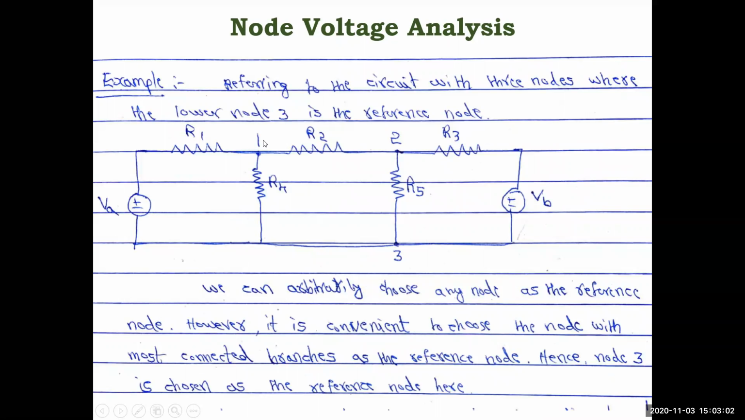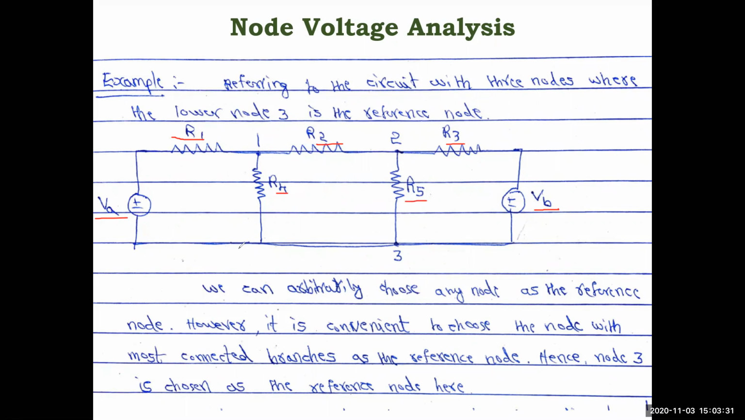We'll see with an example, just to understand how to write node equations. Referring to the circuit with three nodes, where the lower node 3 is the reference node, this is a planar network. You have a voltage source VA here and similarly a voltage source VB here, and a combination of elements: resistors R1, R2, R3, and in between the two meshes R4, R5.